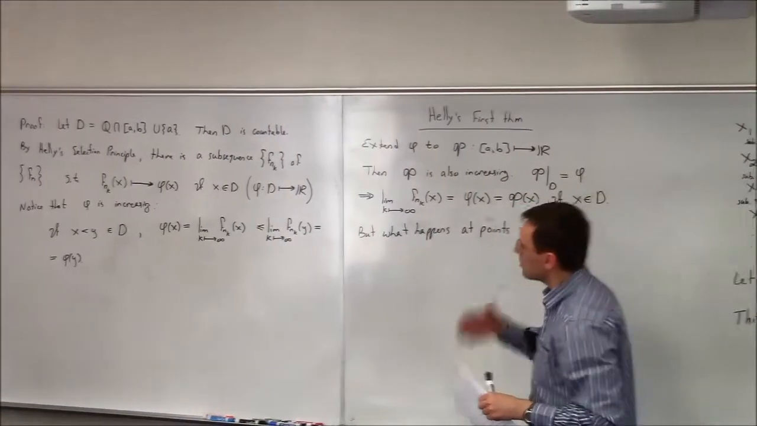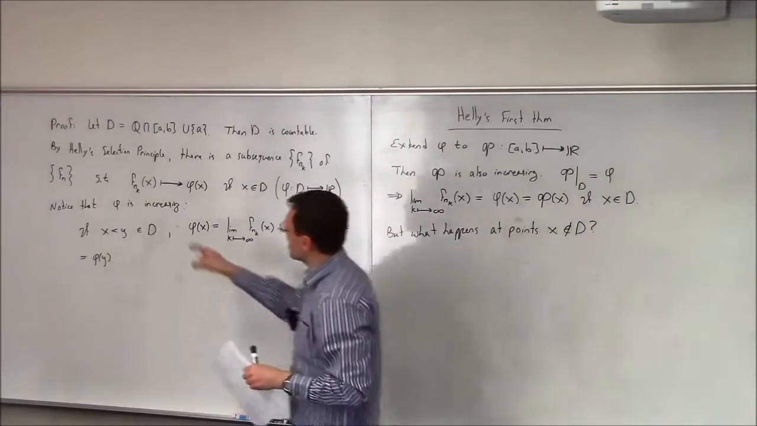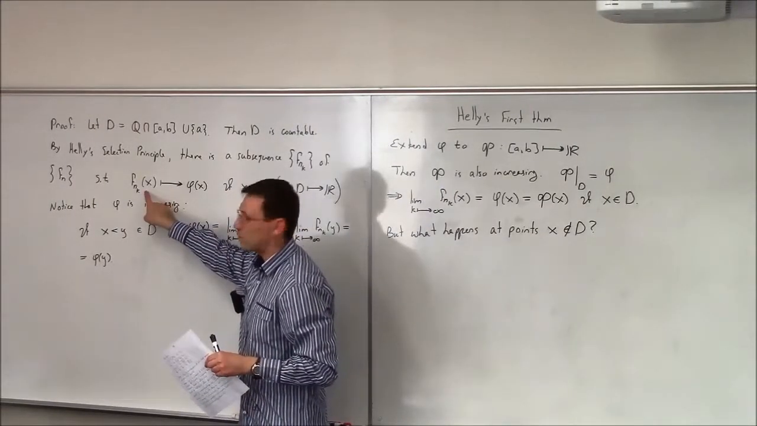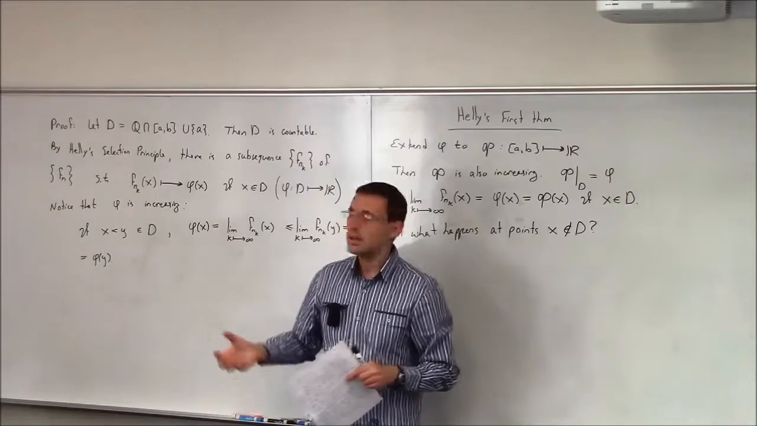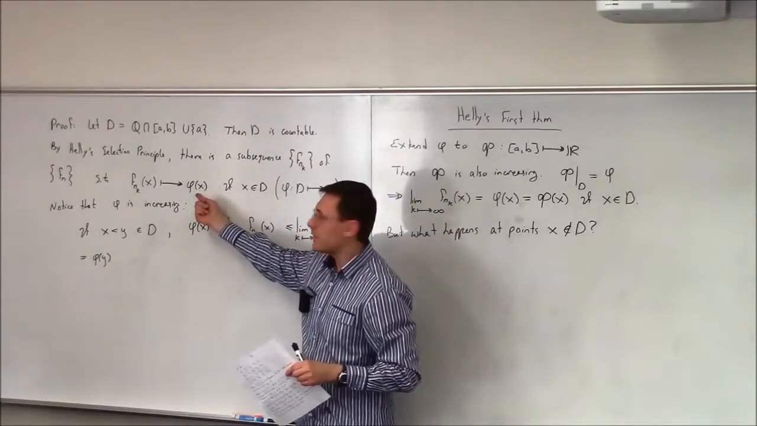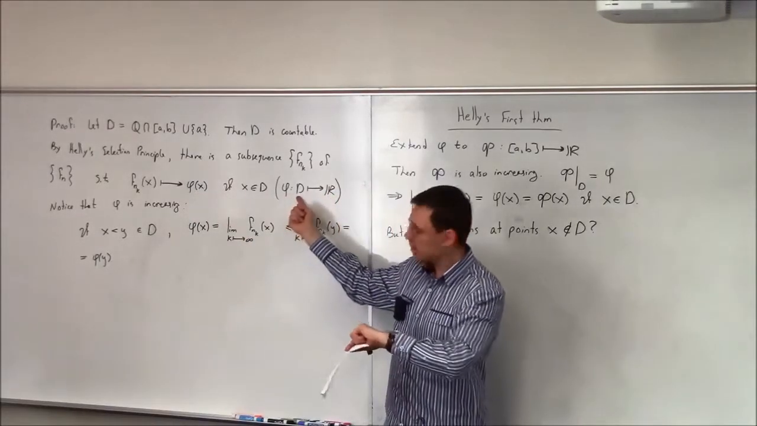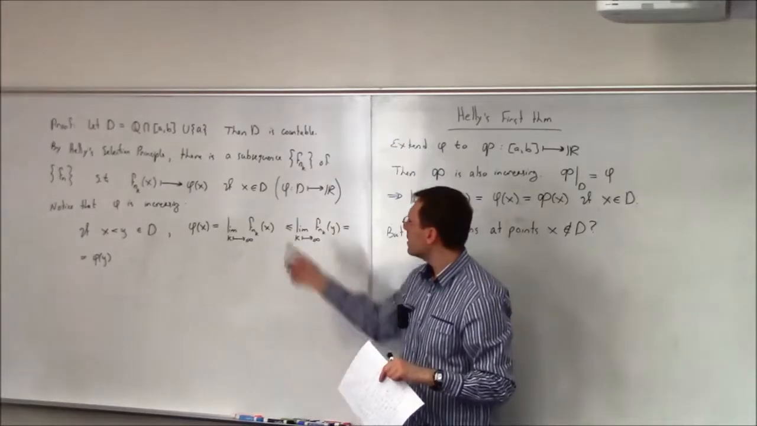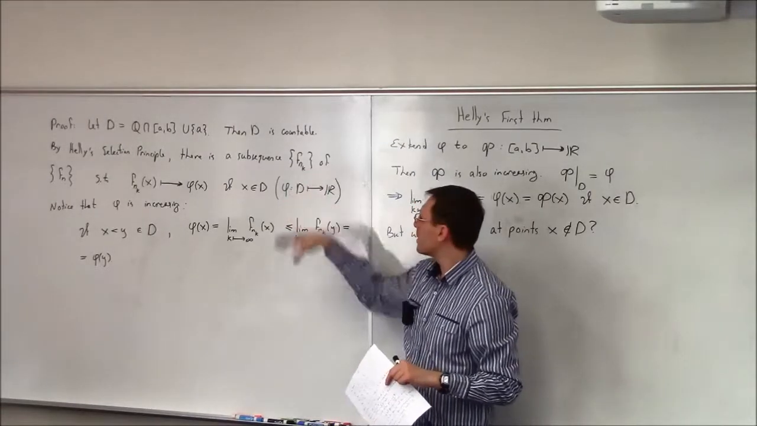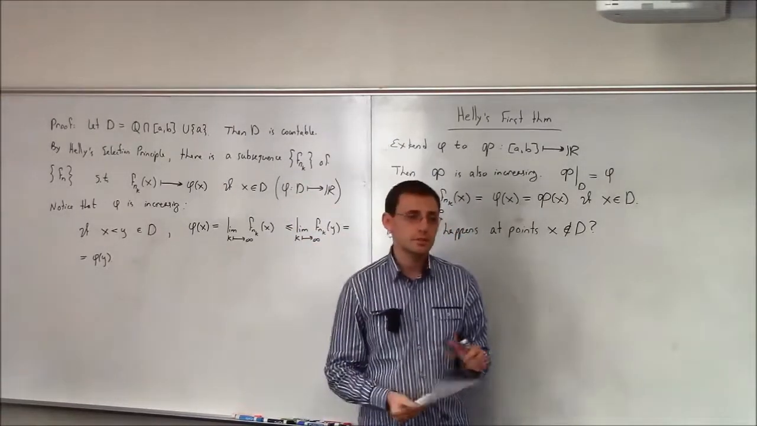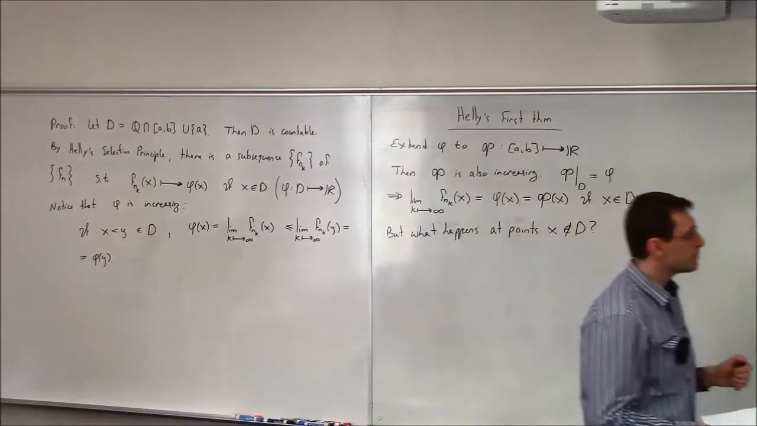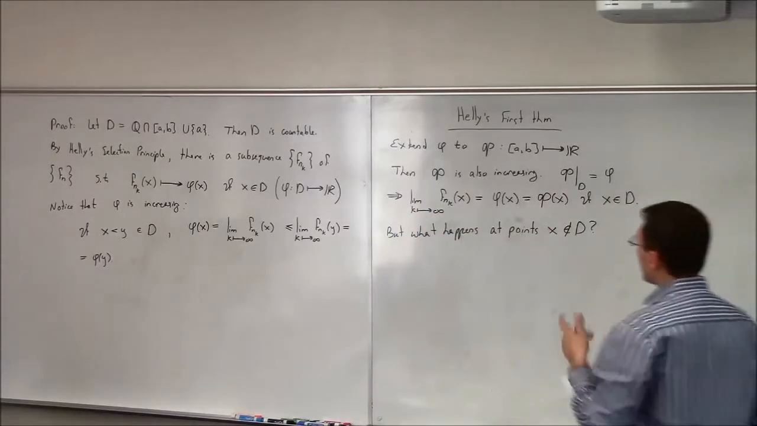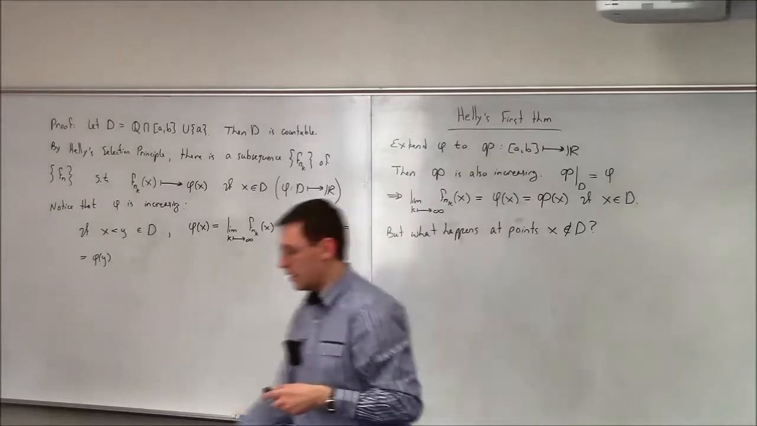So formally, what we have is this subsequence that converges on the dense set. That creates this function phi on D. And then we extend this function to encapsulate the entire interval, right? So what happens at points that are not in D?